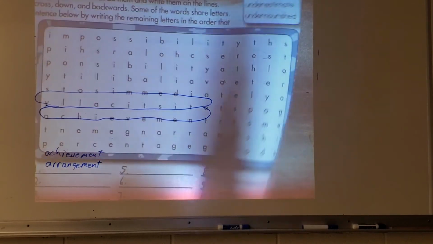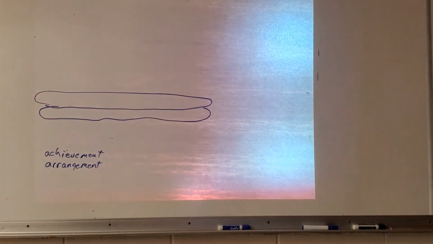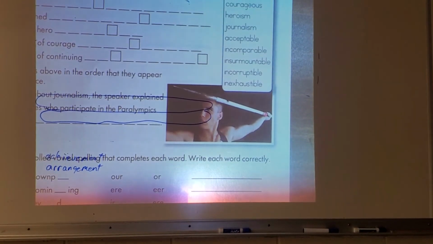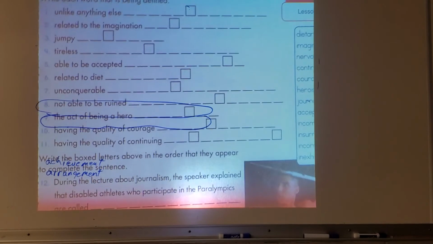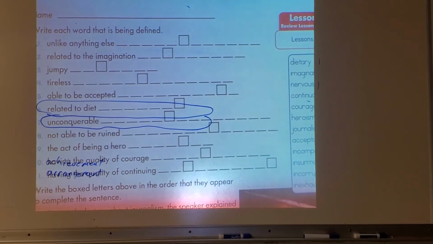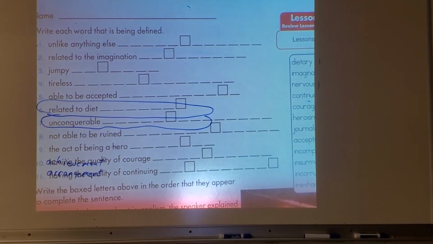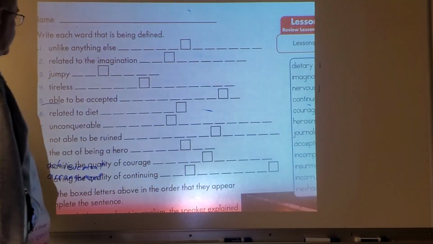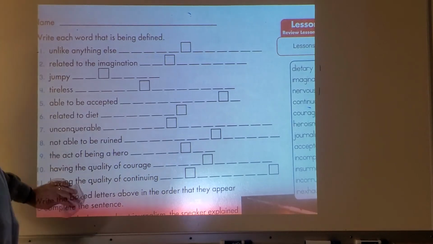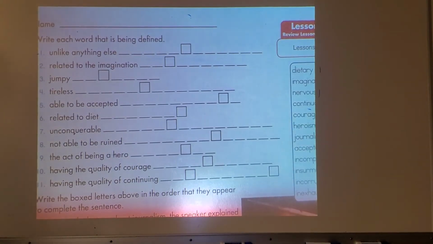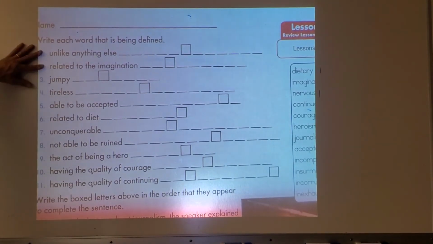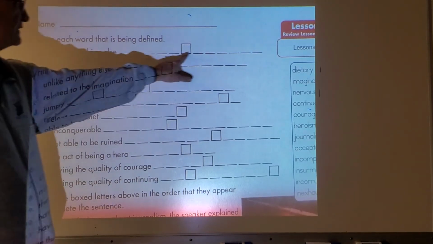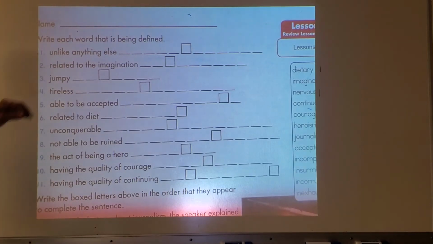We have the last part, which is page 119. I'll slide it up. All right, it says write out the words that are being defined. Basically they're asking you vocabulary. You may have to look these up and then write them out correctly here. All you're doing is just identifying the words.